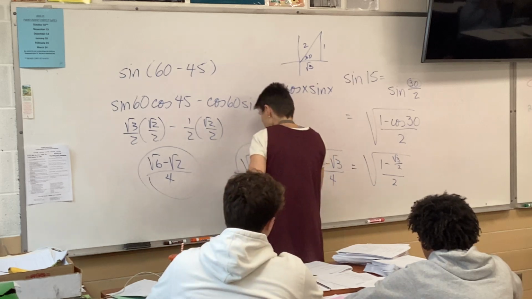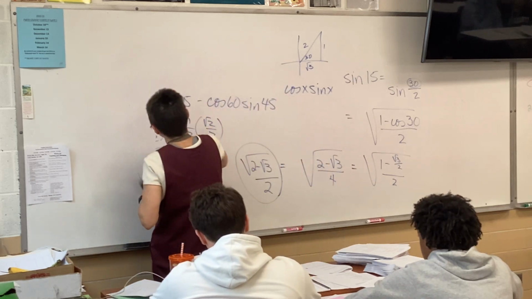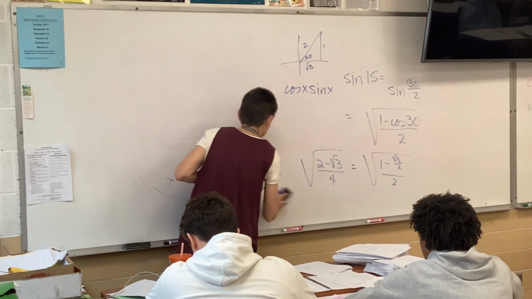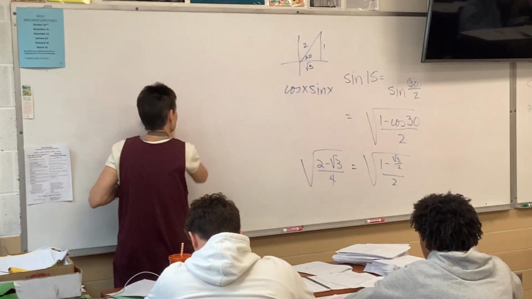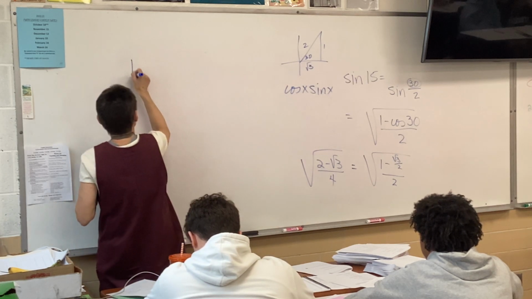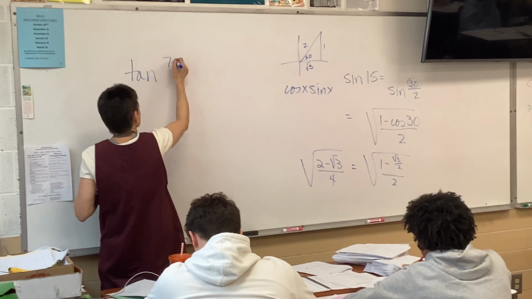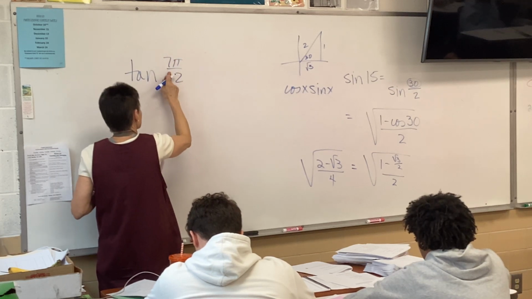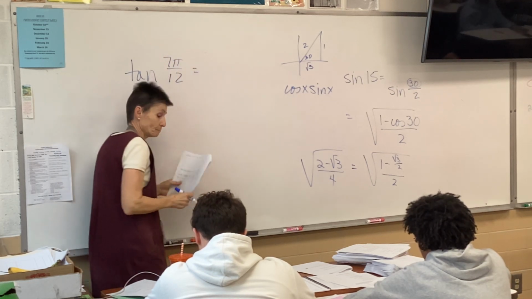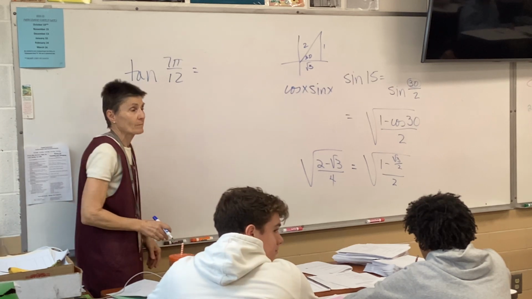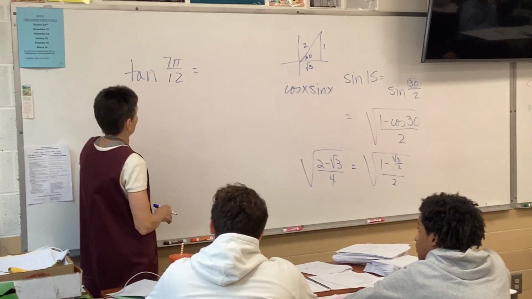Tangent of 7 pi over 12. What is 7 pi over 12? Oh, it's 150. 105. 210.